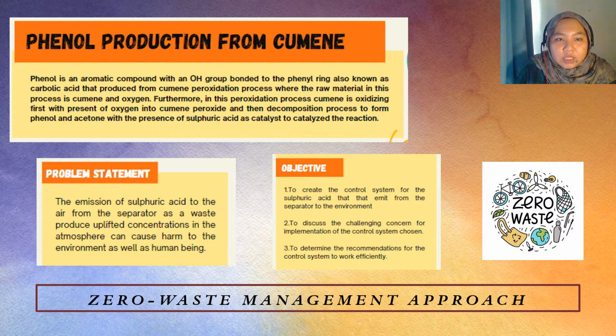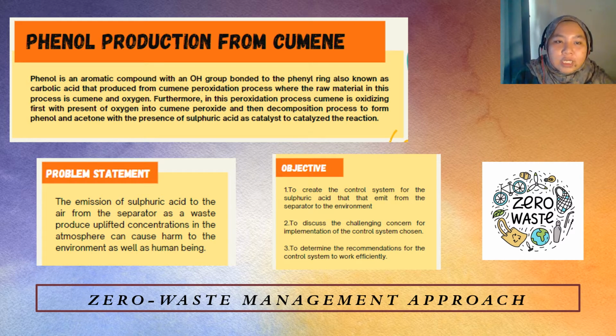Phenol is an aromatic compound with an OH group bonded to the phenyl ring, also known as carbolic acid, that is produced from the cumene peroxidation process, where the raw materials in this process are cumene and oxygen. Furthermore, in this peroxidation process, cumene is oxidized first in the presence of oxygen into cumene peroxide, and then it's decomposed to form phenol and acetone with the presence of sulfuric acid as a catalyst to catalyze the reaction.